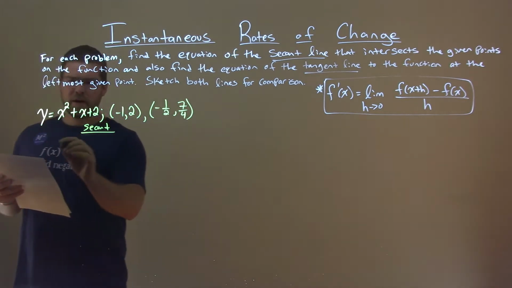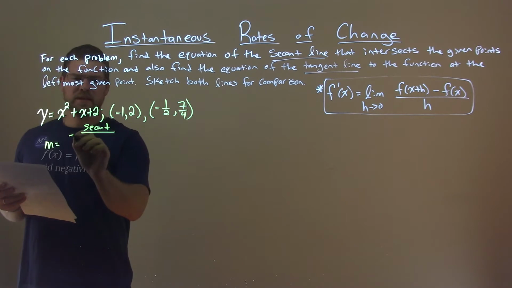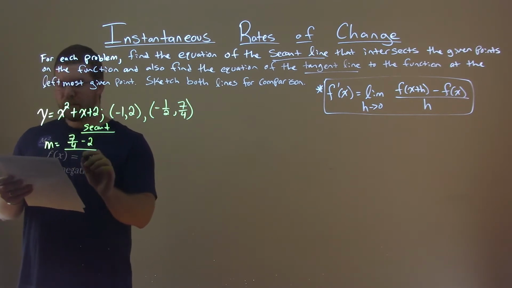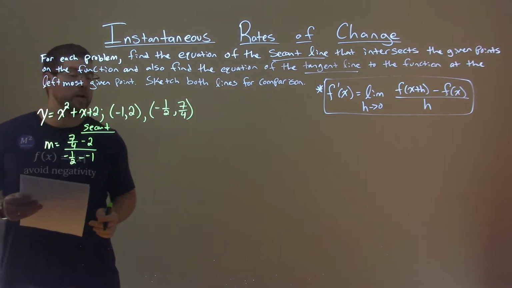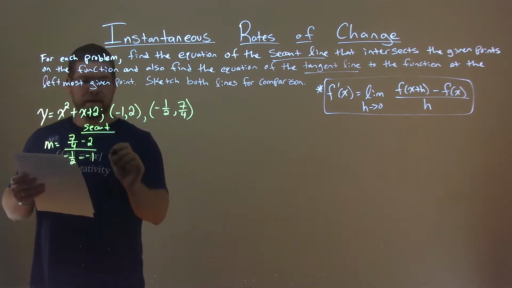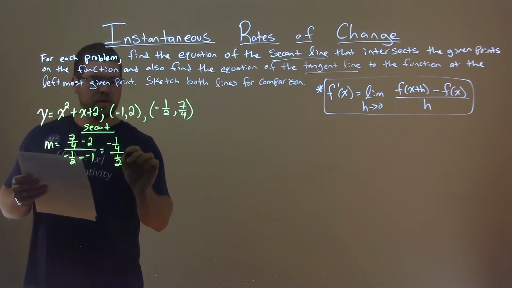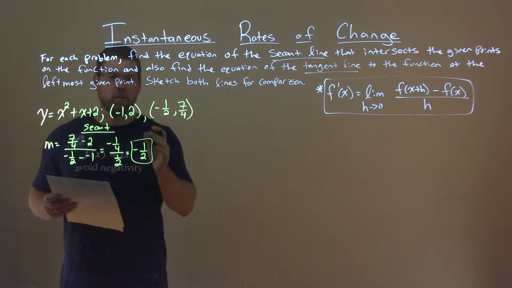Well, we want to find our slope using our slope formula. Pretty easy. We're given the 2 points right here. 7/4, this is just algebra, guys, minus 2 over -1/2 minus -1. That's y2 minus y1 over x2 minus x1. This comes out to be -1/4 over 1/2, which is -1/2. All right, we got our slope here.